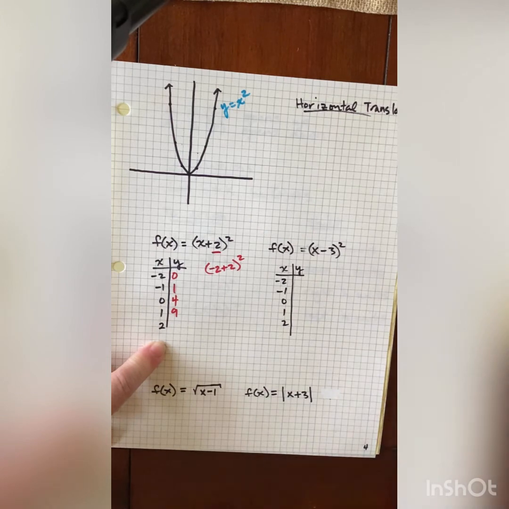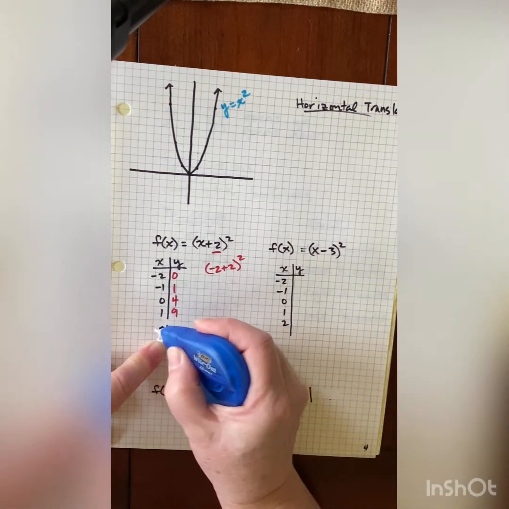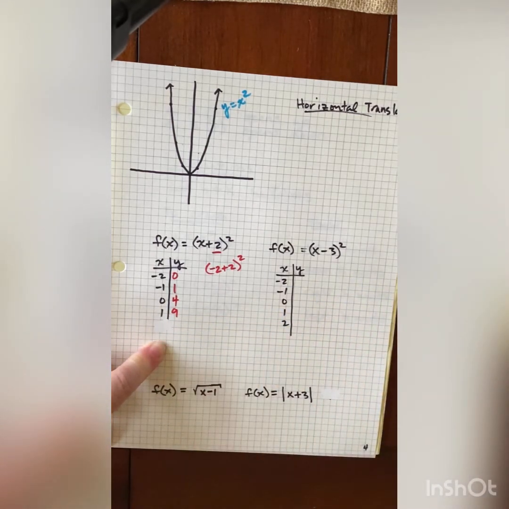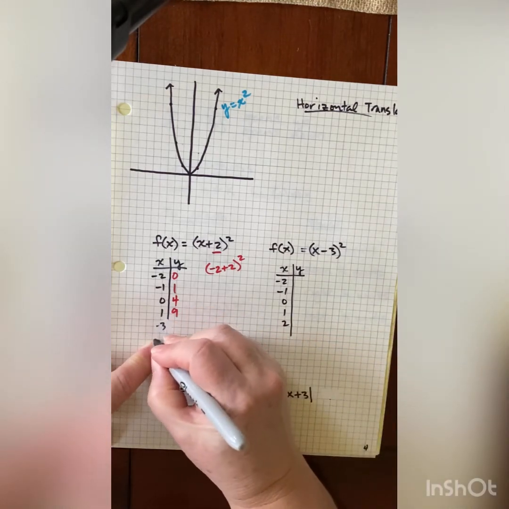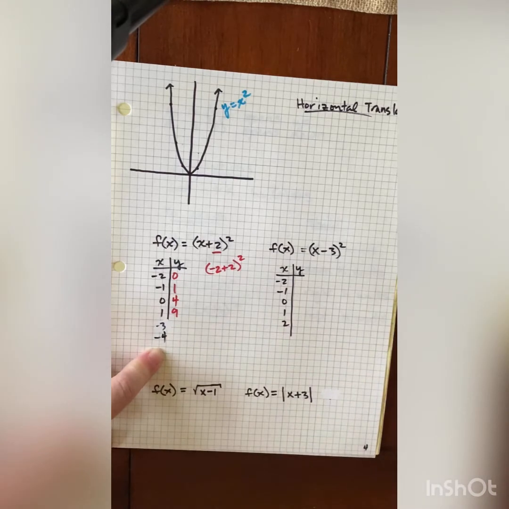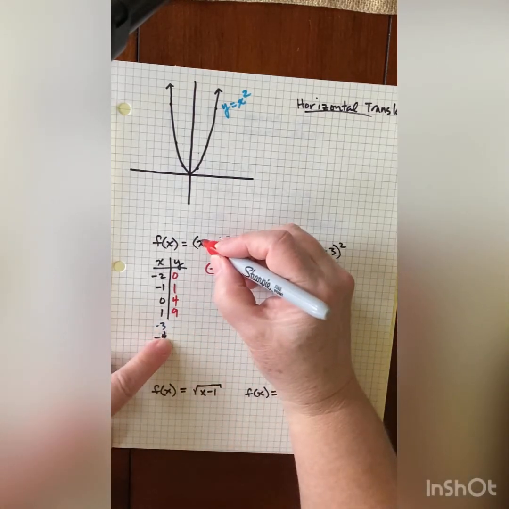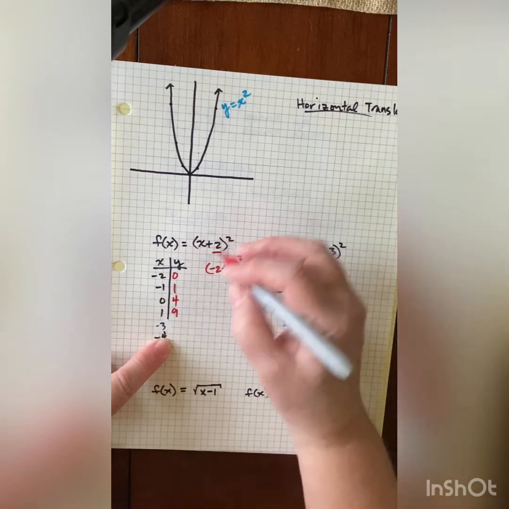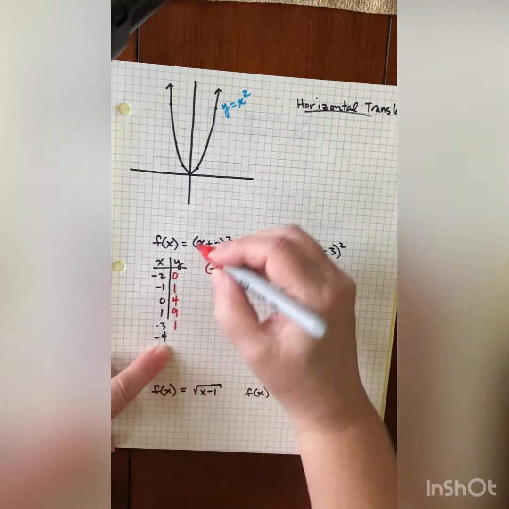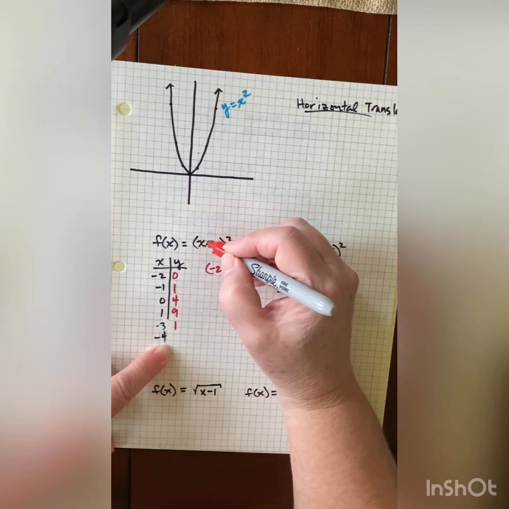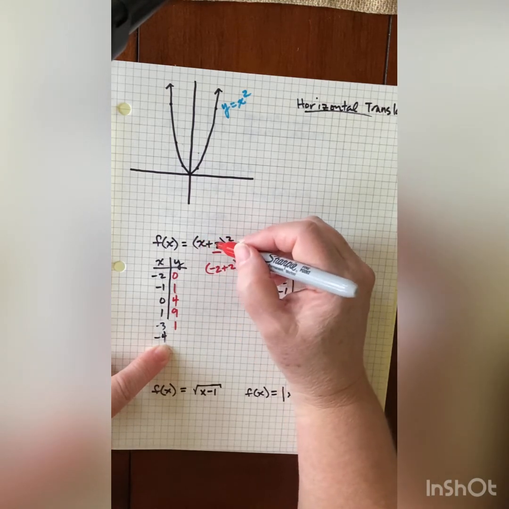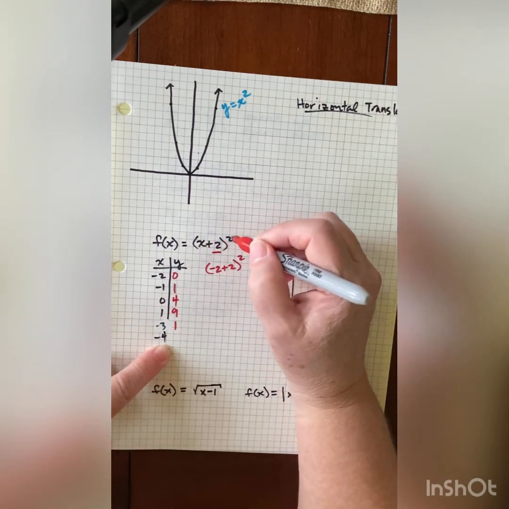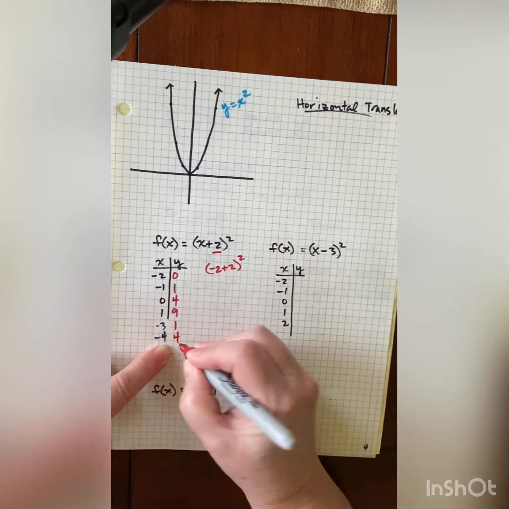So instead of doing 2, I need to do what? Let's try a -3 and a -4. See what happens with that. Okay, so if I put a -3 in here, -3 plus 2 will give me a -1. Square that -1, I'll get a 1. Let's put a -4 in there. -4 plus 2 will give me a -2. Take that -2, square it, and you'll get a +4.